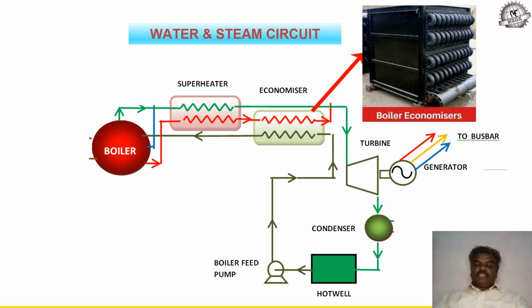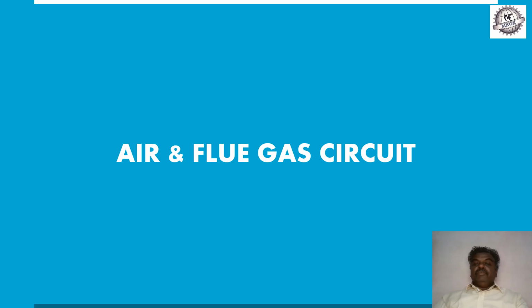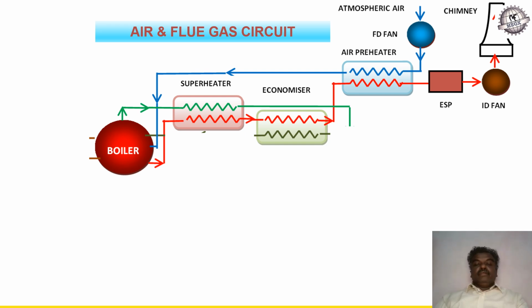This is a closed cycle, so the working fluid will not be allowed to go outside the system. So in part of the circuit, the working fluid exists in the form of steam, and for the rest of the circuit, it exists in the form of water. So with that, the water and steam circuit is complete. Now we shall see the third circuit, namely the air and flue gas circuit. This is the air and flue gas circuit.